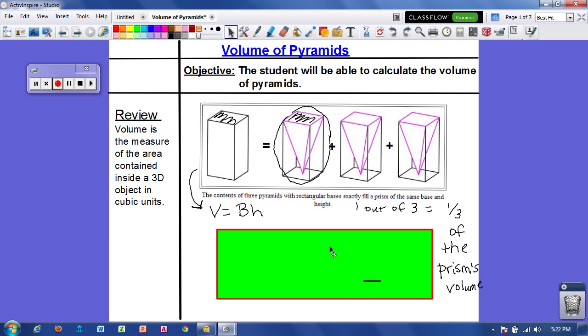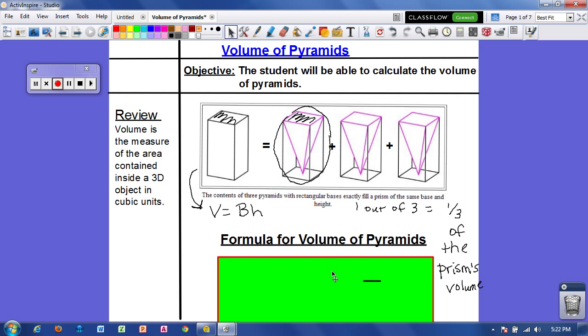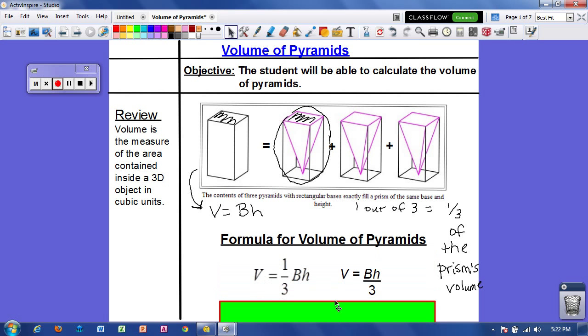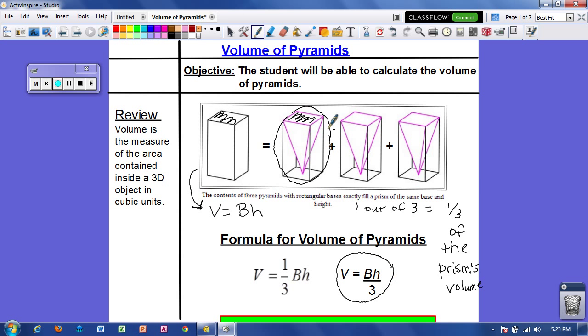So as you can see here, for the formula of pyramids, we are looking for 1/3 of the area of the base times height. Now we know if we find 1/3 of something, we divide by 3. So I am going to be using this formula in the video. We're just going to take the area of the base times the height, then divide it by 3 because we're only concerned about finding that 1/3, which would be that pyramid.